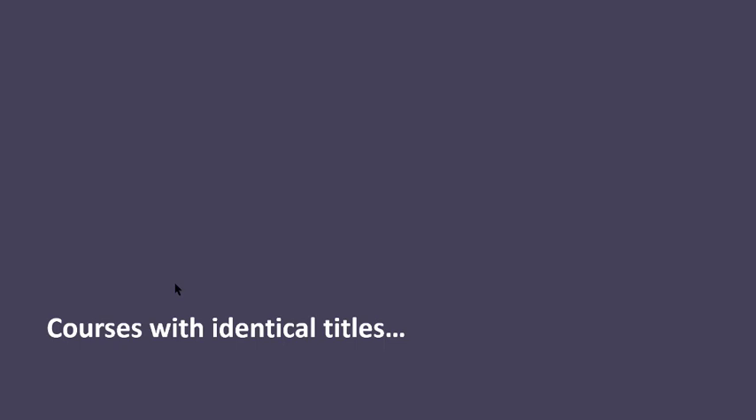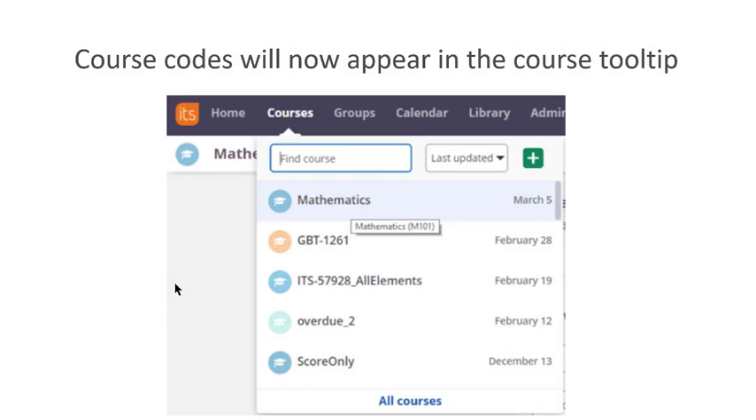Courses with identical titles. This comes up quite a bit. So obviously there are some teachers with the way that the student information system feeds us information that might have 3 or 4 English 1 classes. Or it might be a course that has a long title that's truncated. So now when I hover over that course name, I can actually see the course code. So then that course code will be an easy identifier as to which math or which English course that is.